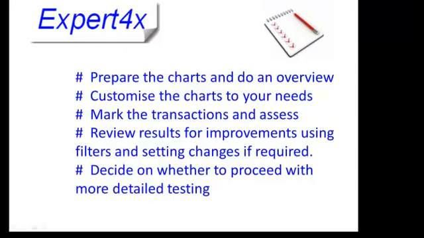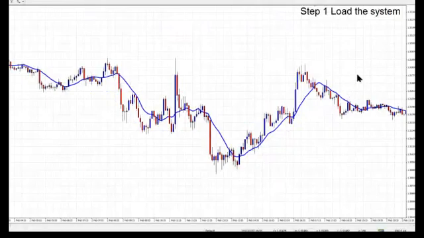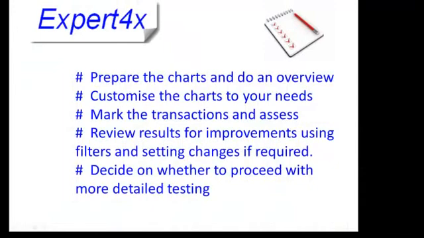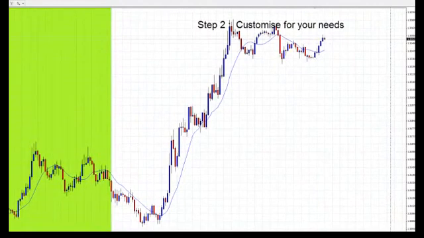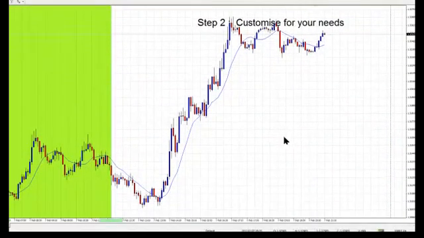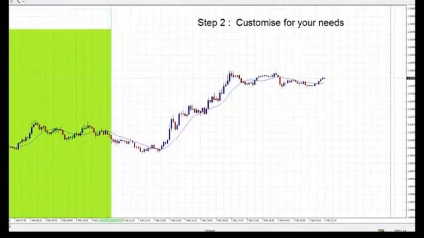Okay, so where are our charts? There they are, back again. Okay, so the first step, just load the system onto the charts, and let's go to step 2. Now step 2 is customizing the system to your needs. And as I said earlier, I'm based in Australia near Sydney, and my needs are really that I like trading the European session. I don't like trading the US session because it robs me of a lot of sleep.